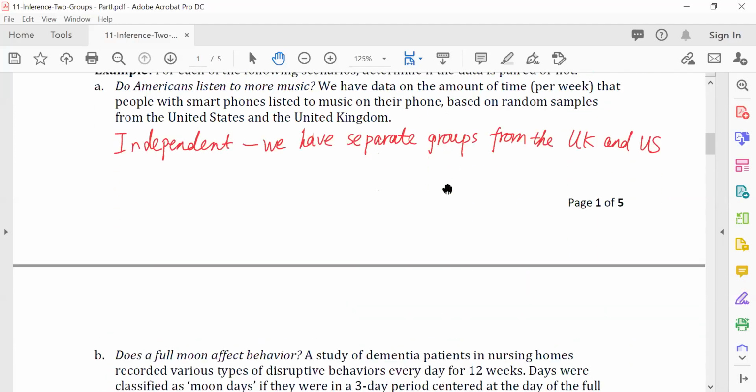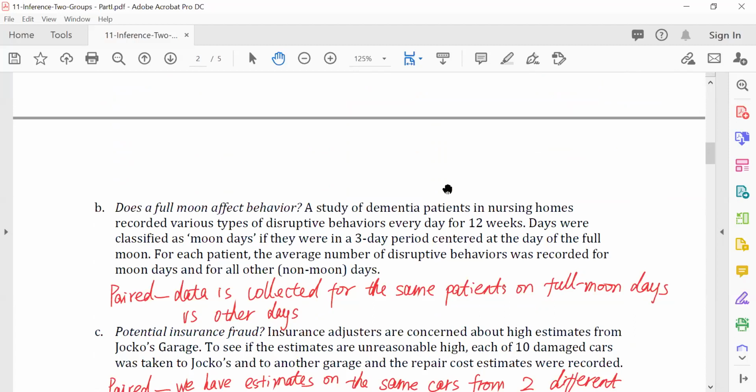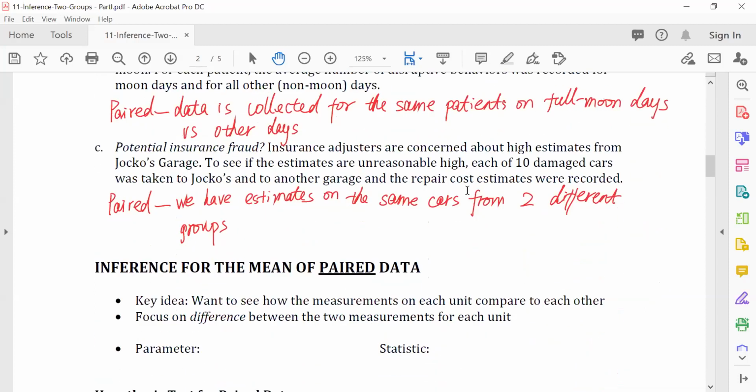Here are some examples of how you could distinguish between paired data versus independent data. Again, the first thing you need to do when you see you have two groups of data is to identify whether it's a paired data or independent data. Now, let's take a look at how you would do inference for the mean of paired data.